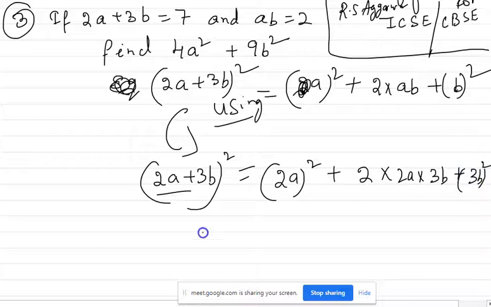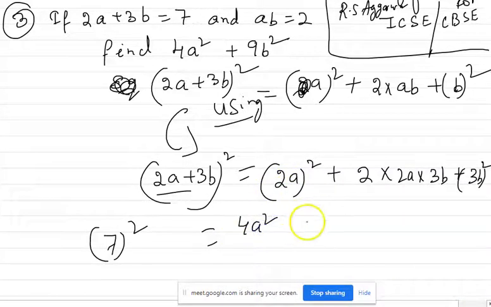All right, so see, what is the value of 2a plus 3b? 7. So I write here 7 whole square. Here we have to find the value of 4a square plus 9b square. So 2a whole square means I can write 4a square, plus 2 2s are 4, 4 3s are 12, I write 12ab plus 9b square.